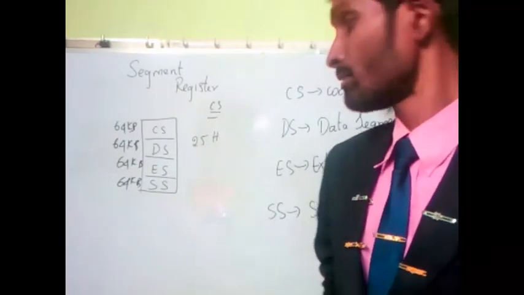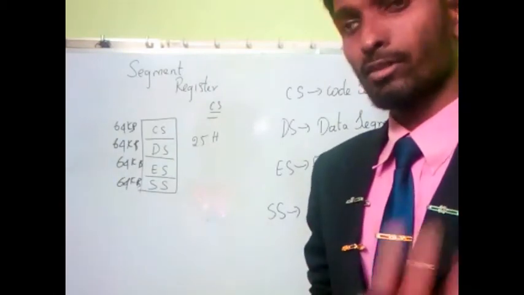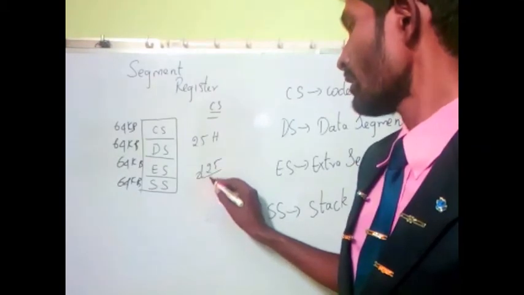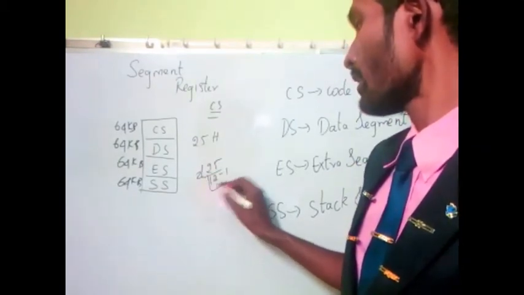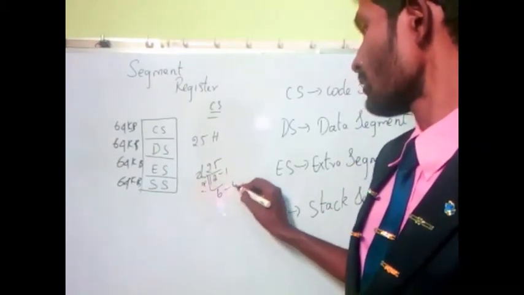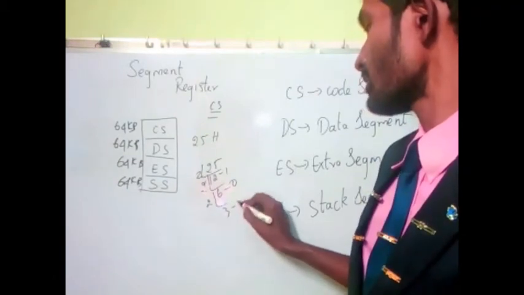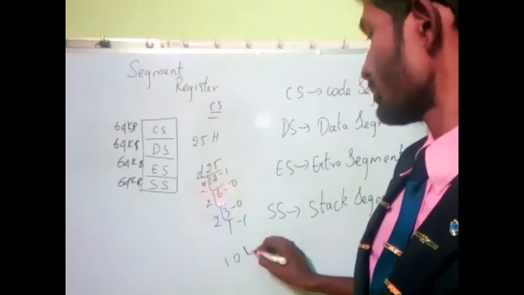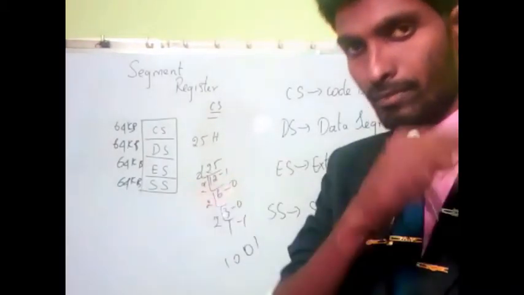25 is also an address. 25 means what? You should not write 25 directly. So 25 should be divided by 2, and then you get 12 with remainder 1, then 6 with remainder 0, then 3 with remainder 0, then 1 with remainder 1. This is the address 1001. I think you might have studied this in the previous semester, right?